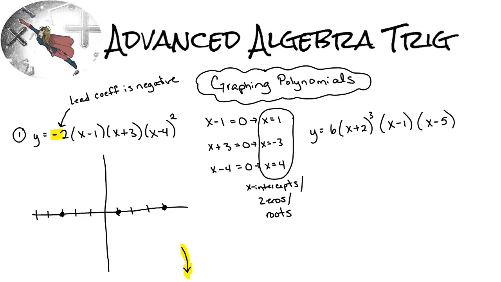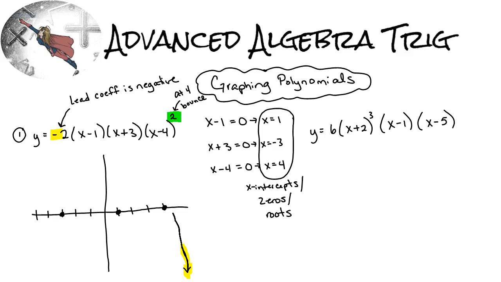So then the one last thing to notice before we start drawing the curve is that this x minus 4 was squared. What that means is that at 4, it will bounce. The graph will bounce. So here's what's going to happen. I'm going to start drawing from that arrow that I already drew.